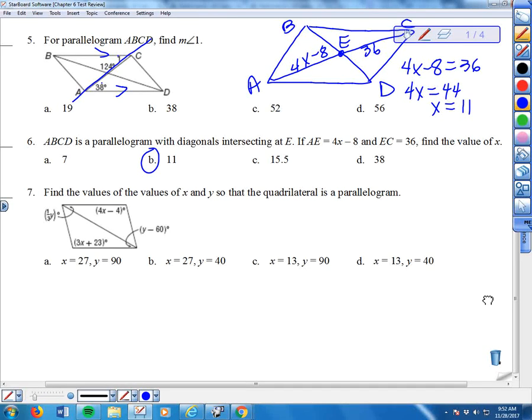Okay, next one. Find the values of x and y so that the quadrilateral is a parallelogram. Well, I know what about these two angles? They're equal, and I know what about this angle and this angle? They're equal. They're alternate interior. So I can just do two different equations.